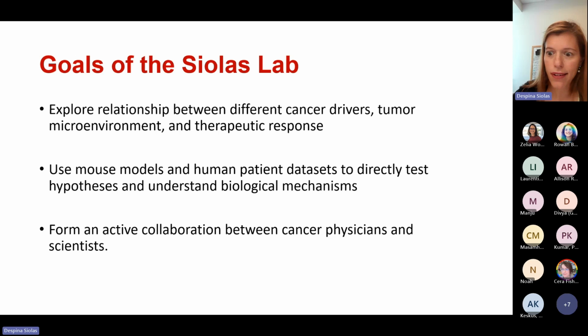So after finishing my postdoc, I came to Cornell and started my own lab. I was really interested in exploring the relationship between different cancer drivers and the immune microenvironment, or if they have different mets and therapeutic response. I really wanted to build a program where we could use not only our mouse models, but human data sets to directly test hypotheses and also understand biological mechanisms. And this has to be done by forming an active collaboration between physicians and scientists of all different backgrounds.